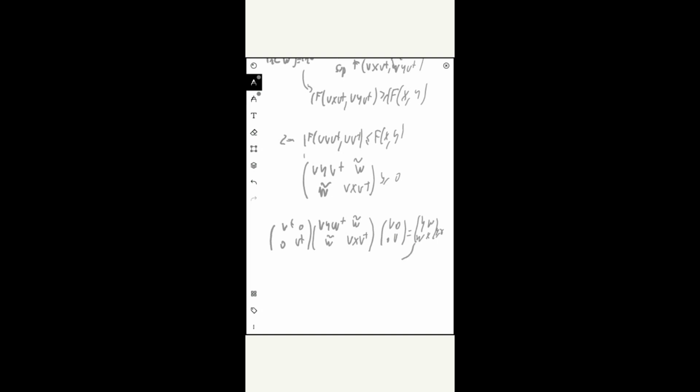As we see, W is an admissible point for the initial problem, and so we have that f(X,Y) is superior to f(VXV†, VYV†), and we just proved the equality in the two senses. So we can write that f(X,Y) is equal to f(VXV†, VYV†). But that was just the first case.